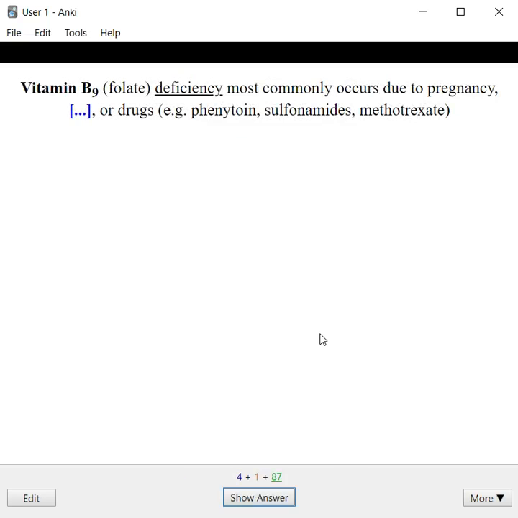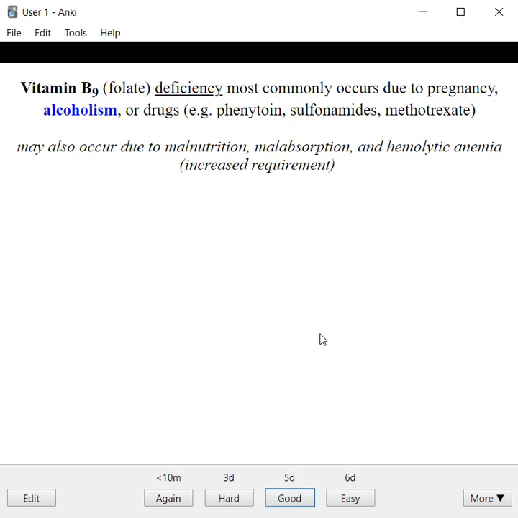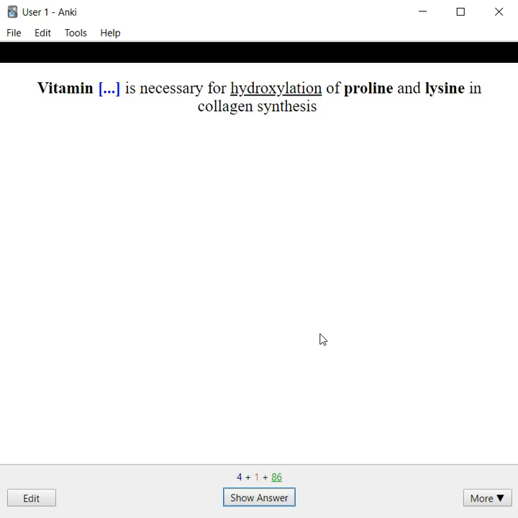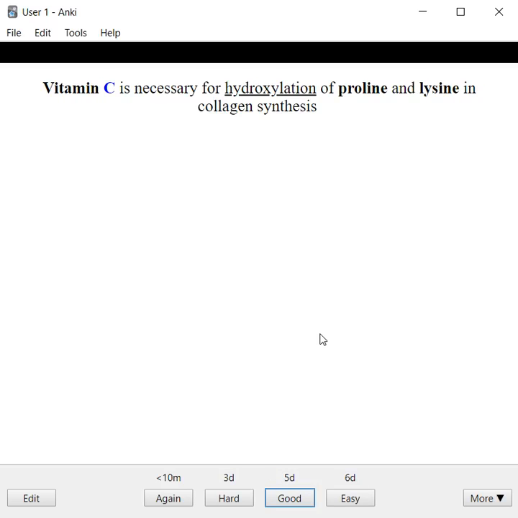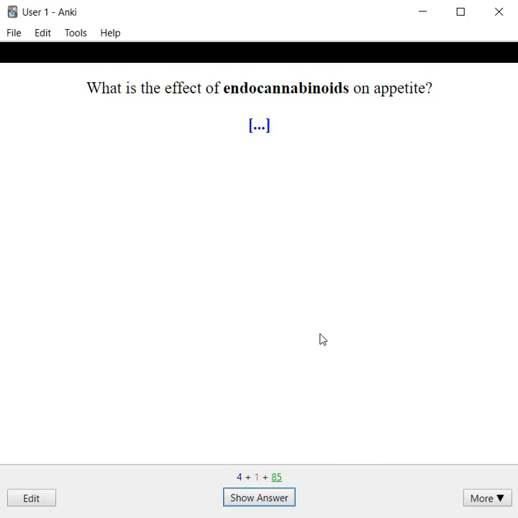Type 3. Vitamin B9 or folate deficiency most commonly occurs due to pregnancy, blank, or drugs. For example, phenytoin, sulfonamides, and methotrexate. Alcoholism. It may also occur due to malnutrition, malabsorption, and hemolytic anemia. What type of vitamin is necessary for the hydroxylation of proline and lysine in collagen synthesis? That's vitamin C. What is the effect of endocannabinoids on appetite?